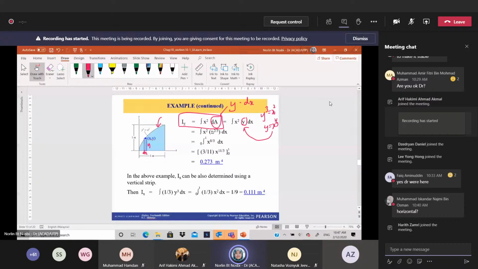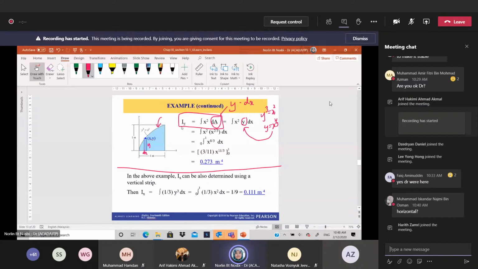So now you can do the integration because all the elements are the same, which is x. When you do the integration, it will be 3 over 11 x to the power of 11 over 3. So you can solve this. You will get 0.273 meter to the power of 4. Okay, you have done actually. You have found the Ix, and then you have found the Iy.